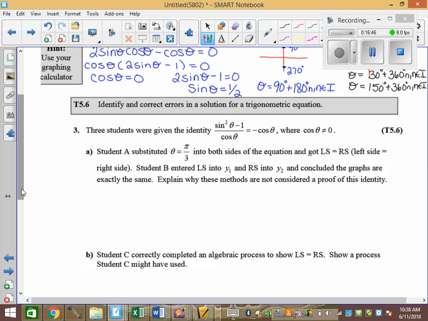This one you used one value and proved it worked for one value. Yay. Right? So student A didn't prove it. It verified. Oops, verified. One value worked. And if they tell you to verify, you're done. Yay. But why did student B not prove it by showing a graph?